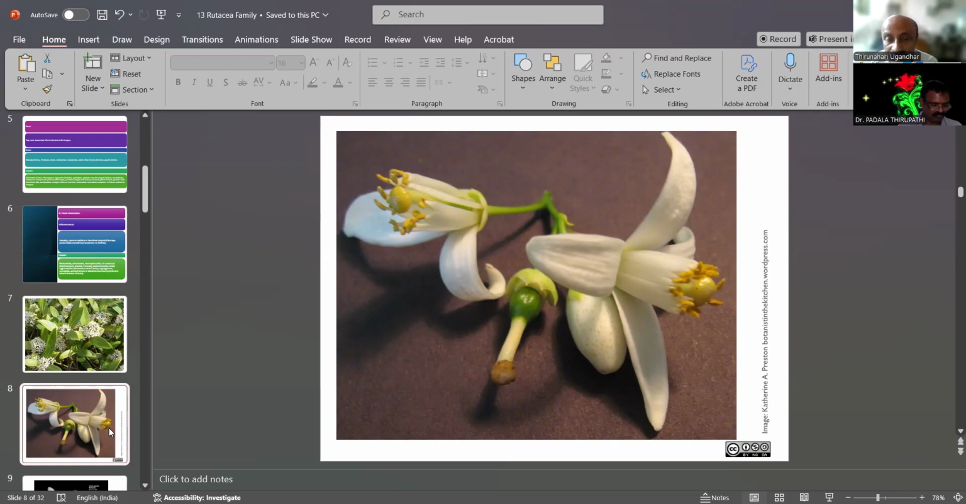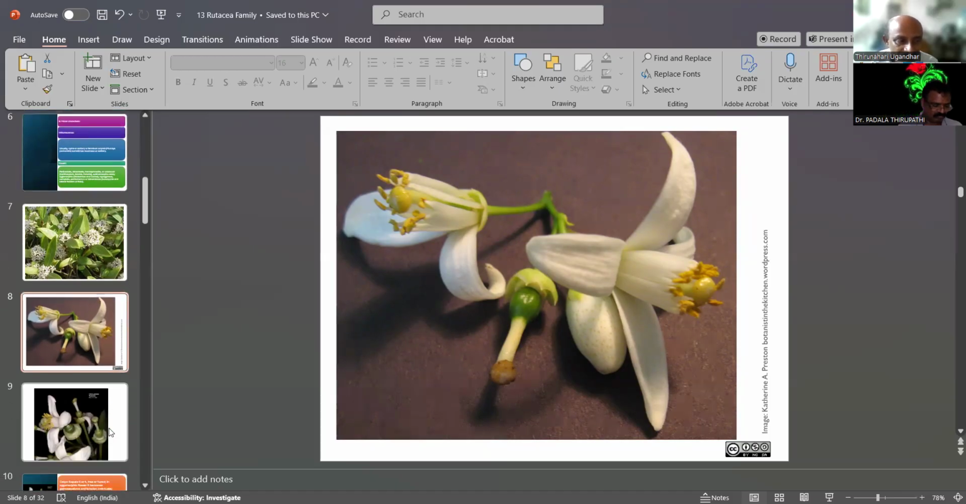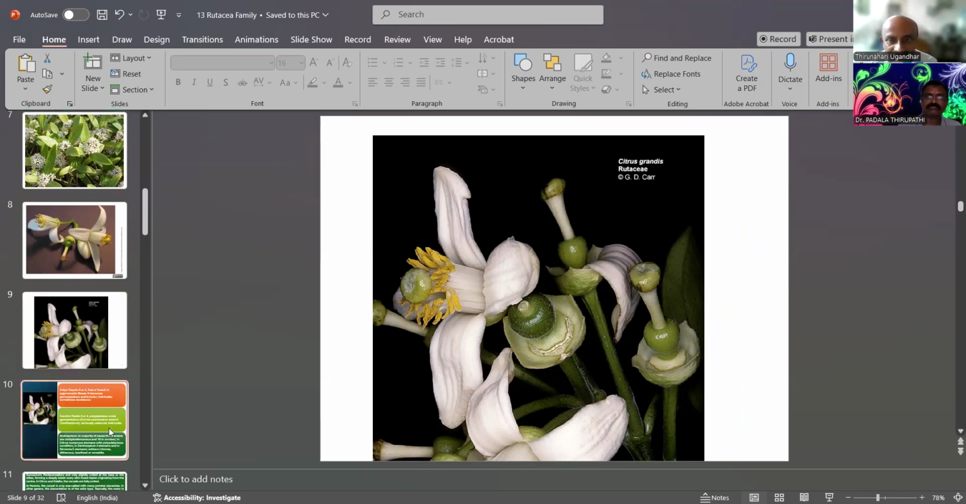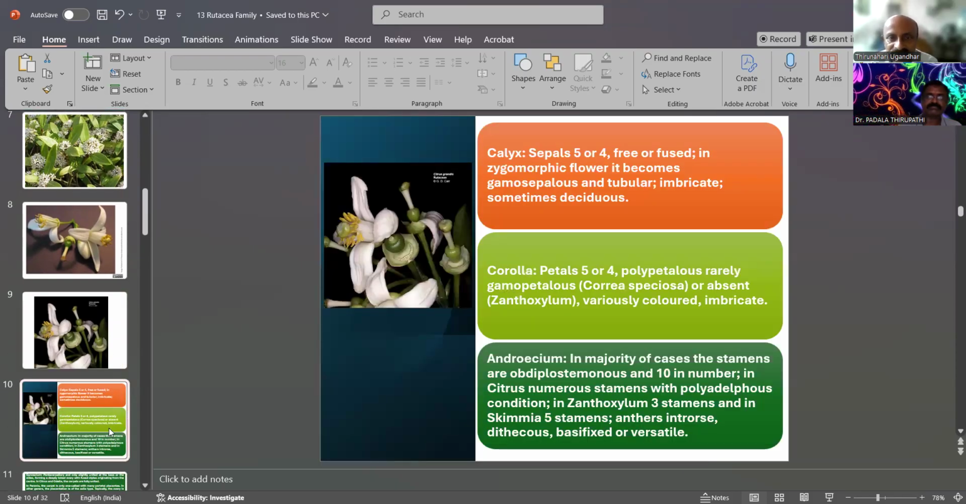The stigma is ovate. This is the character after removing the petals and sepals. It shows that only the gynoecium is present in the flower. So what is the calyx? The calyx means the sepals, the outermost part of the flower.